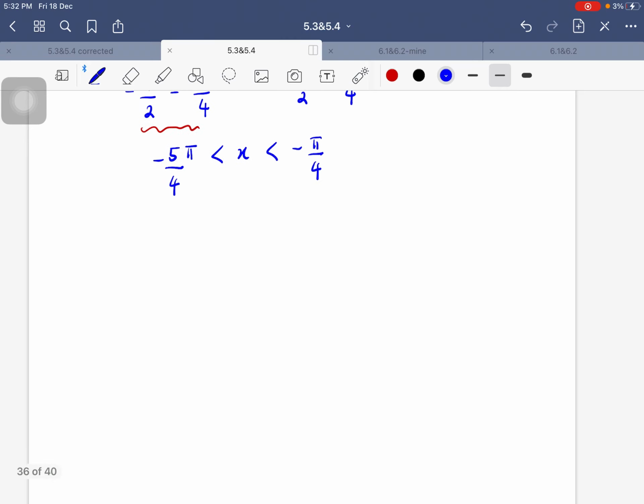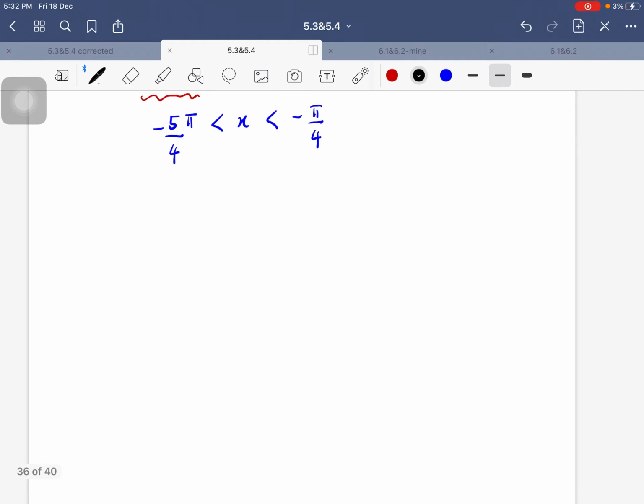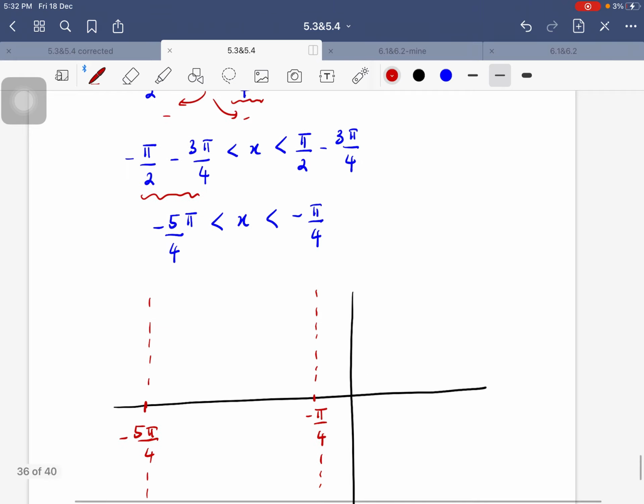So when I sketch the tangent graph, these are going to be my asymptotes. Let me sketch the graph. Let me prepare the axis first. Both values are negative, so I'm going to make it larger on this side. So where is negative pi over 4? Let's say it's going to be somewhere over here. This is my negative pi over 4, and somewhere over here, this is going to be my negative 5 pi over 4. I'm going to draw dotted vertical lines on these. Those are going to be my vertical asymptotes.